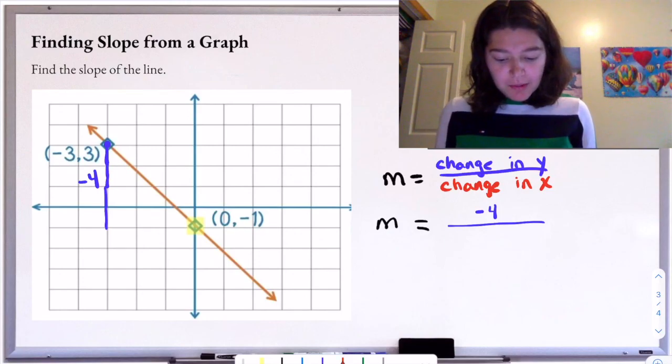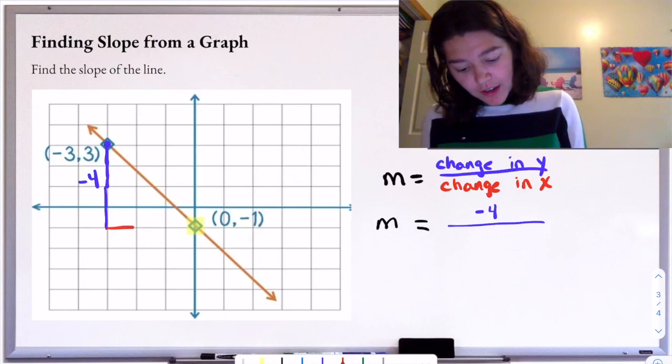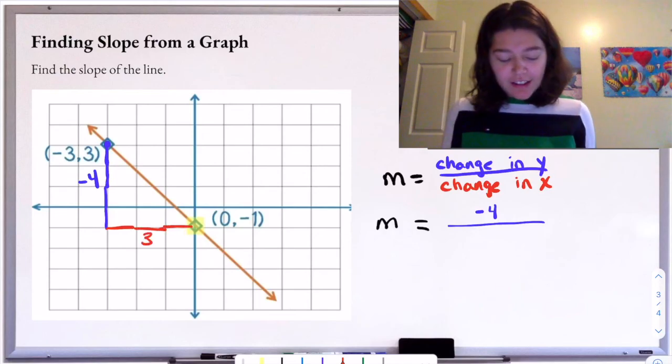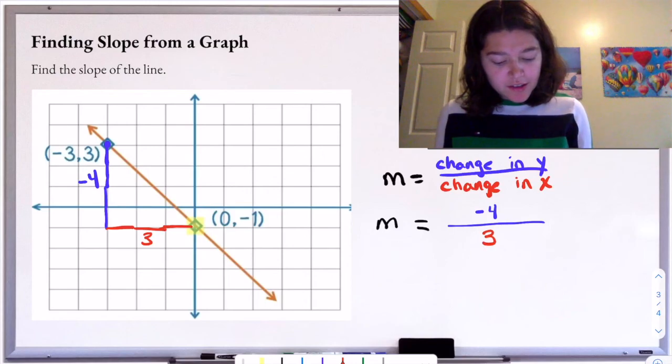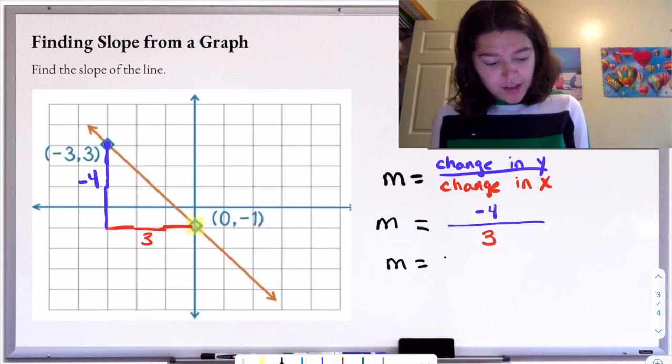And then I need to figure out my change in x. I need to go right 1, 2, 3. Since I'm going right, not left, that's going to be a +3. So my slope is just that, -4 thirds.